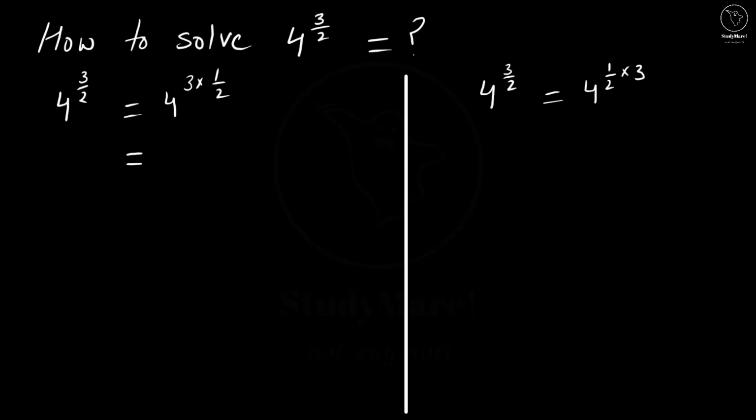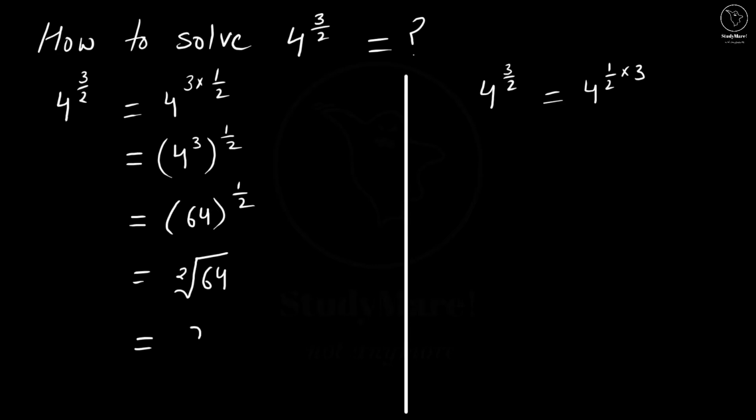Let's solve the first one first. 4 to the power 3 into 1 by 2 can be written as 4 to the power 3 whole to the power 1 by 2. Using the identity a to the power m whole to the power n is equal to a to the power m into n, 4 cube gives us 64. So in the next step we get 64 to the power 1 by 2, which is equal to square root of 64, which equals 8.